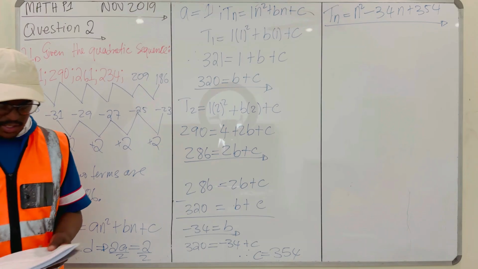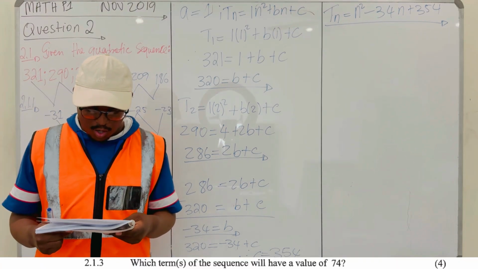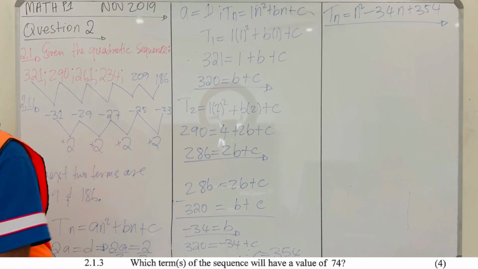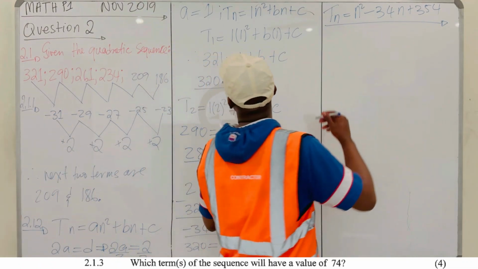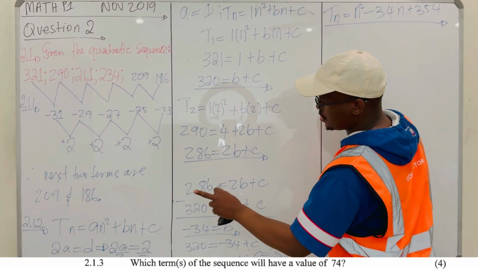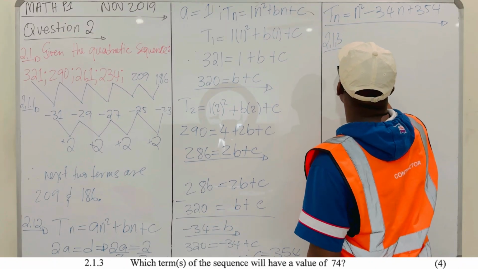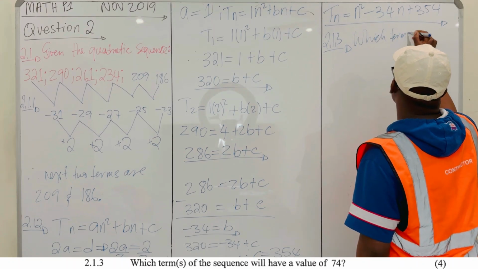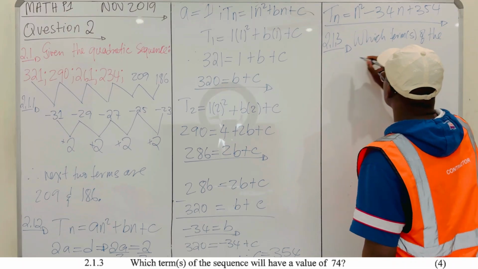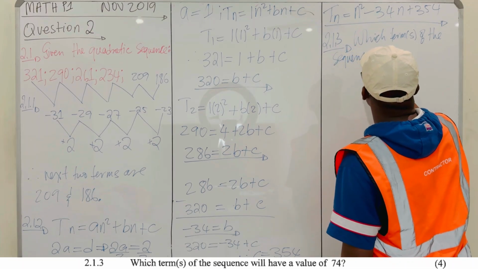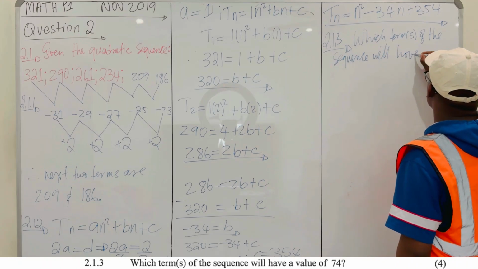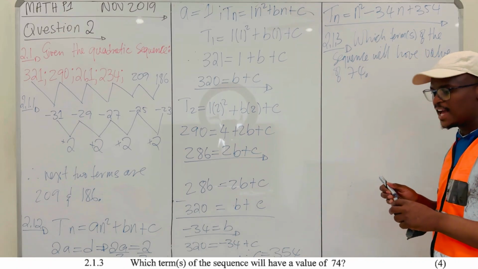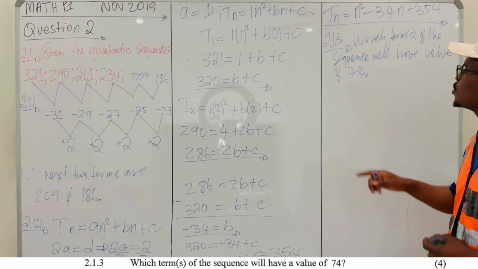What are they saying on the next question? On the next question, which is 2.1.3, they're asking which term or terms of the sequence will have the value of 74. They're asking which term, or which term or terms of the sequence, will be 74.